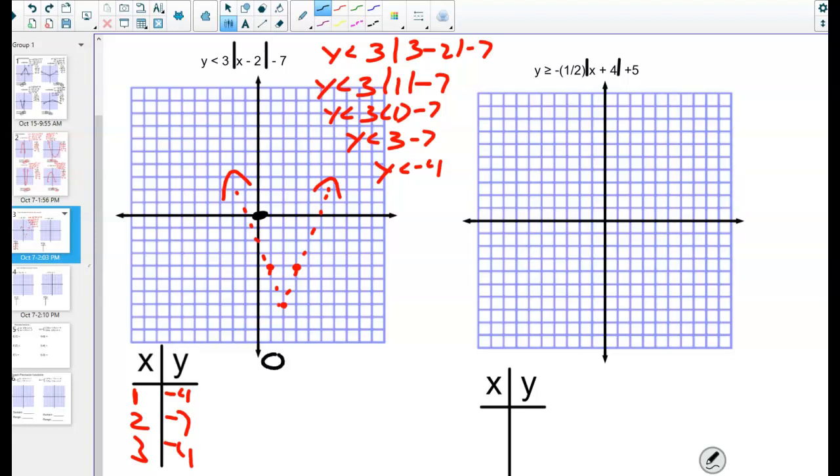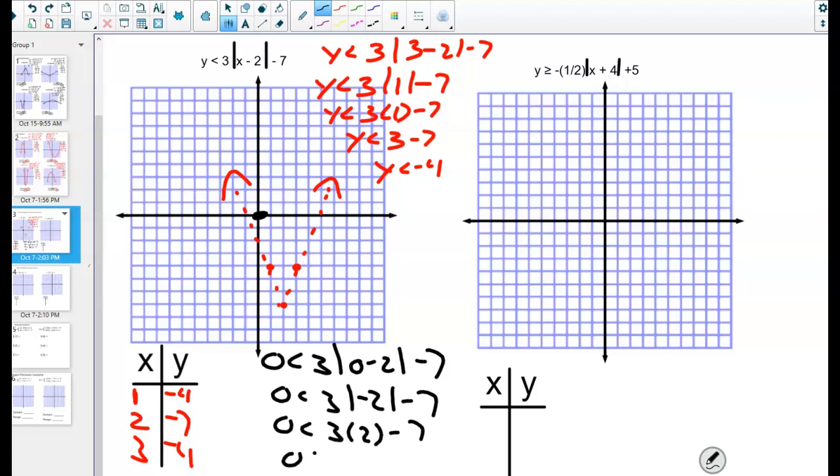So in this case, 0 is less than 3, 0 minus 2, minus 7. The absolute value of -2 is 2. Okay, I kind of skipped a step there. 3 times 2 is 6. 6 minus 7 is -1. 0 is less than -1. True or false? That's false. So we shade where the 0, 0 is not. We shade outside the V.